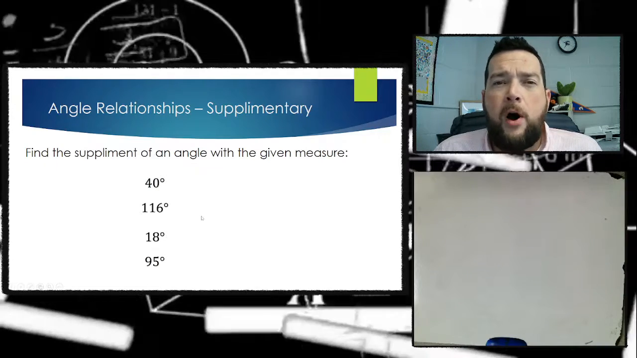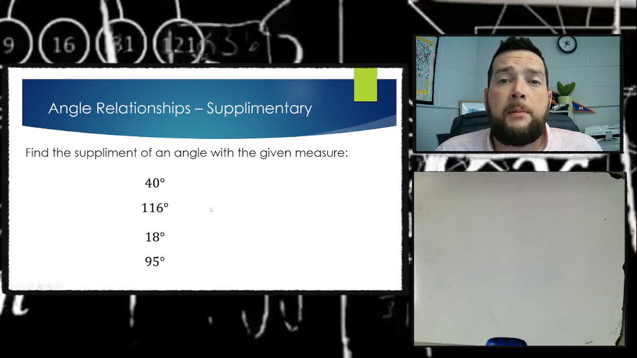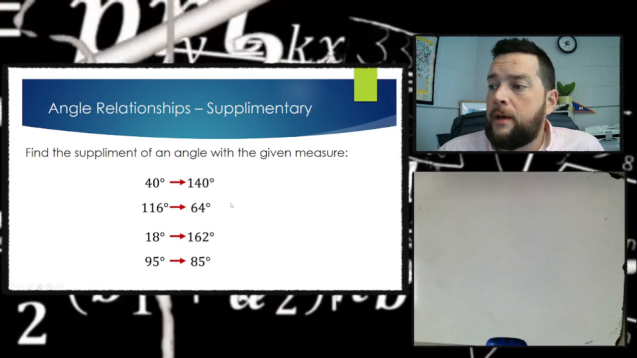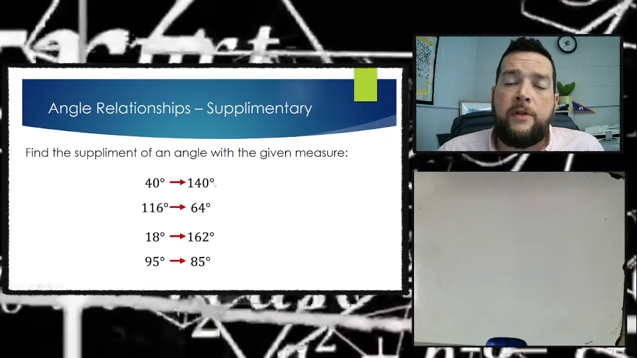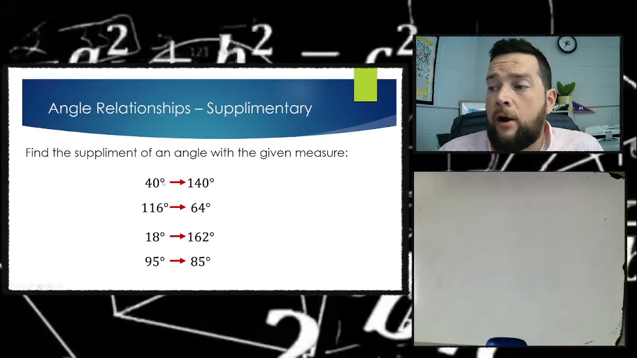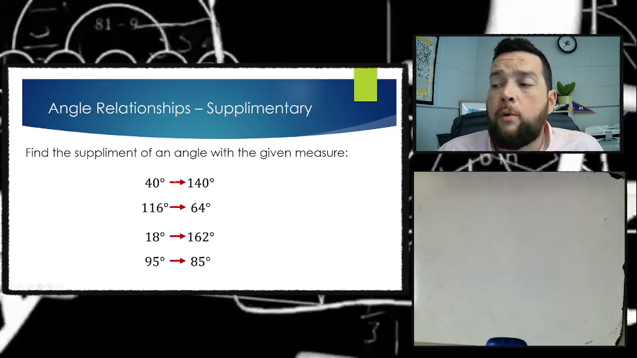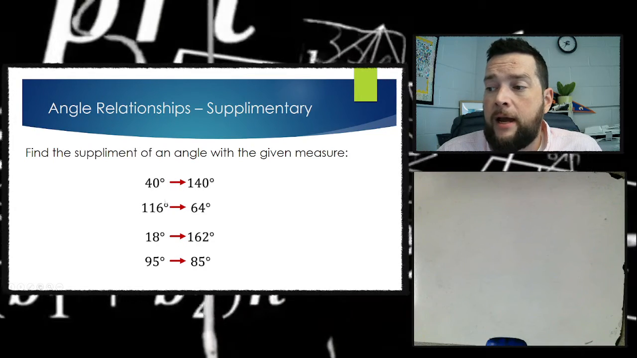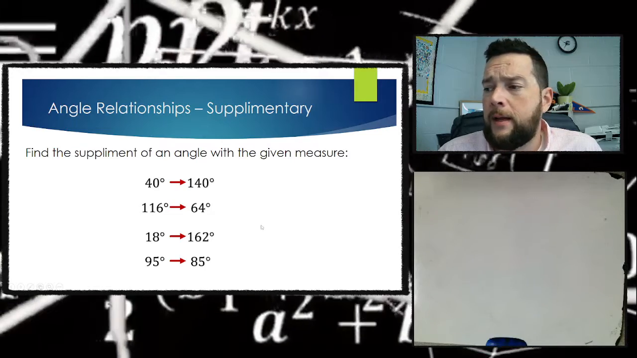All right, go ahead and pause the video, see if you can come up with a supplement for each of these. The supplement for each of these is going to be the other number that adds to your original number to add up to 180. So the supplement of 40 would be 140, because together those add up to 180, and so on and so forth all the way down.